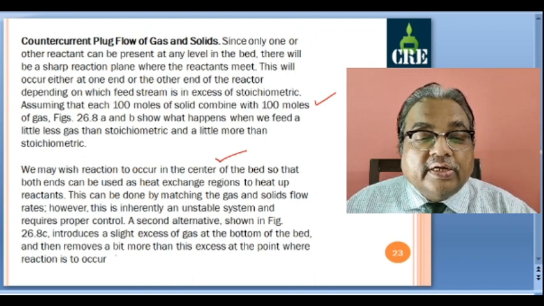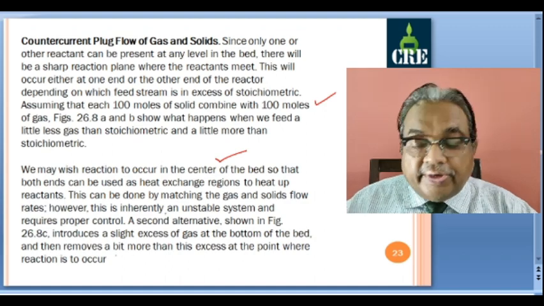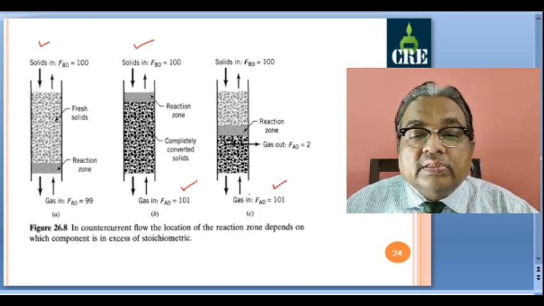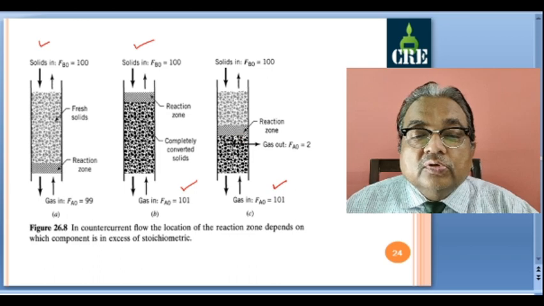The second and the best alternative is to introduce a slight excess of gas at the bottom of the bed and then remove a bit more than this excess at the point where the reaction is occurring. So, this is clarified here. What we are doing is, this is 100, this is 101, again slightly more than the stoichiometric quantity we are supplying, and here we are removing 2 moles per unit time from this. So, if 101 and 100 is there, if you allow the same condition to take place, this will be completely converted and the reaction zone will shift to the top of the reactor.